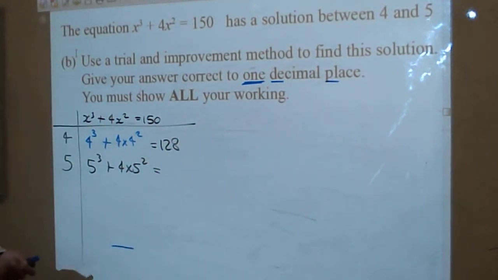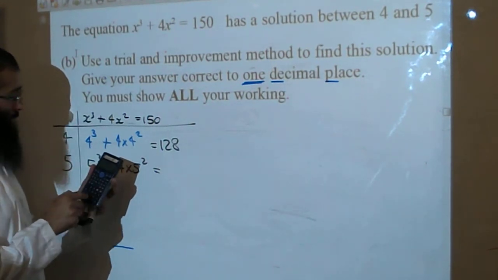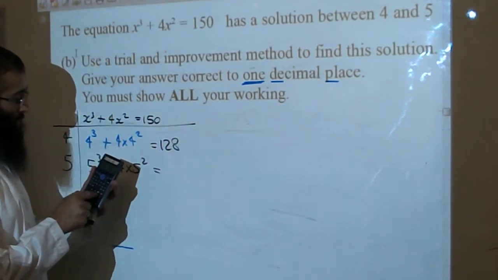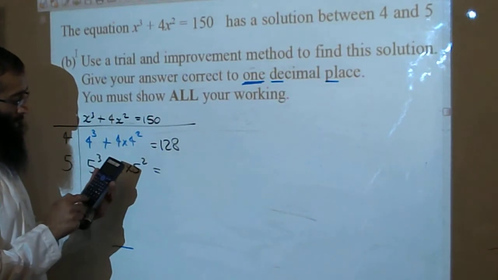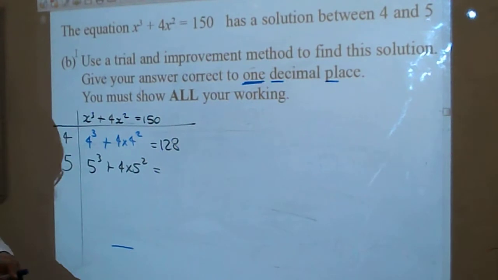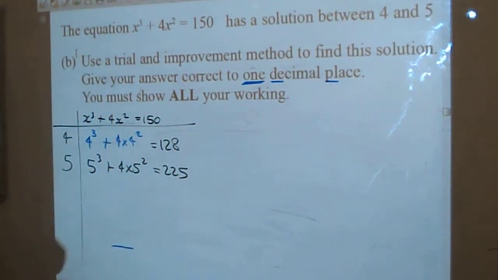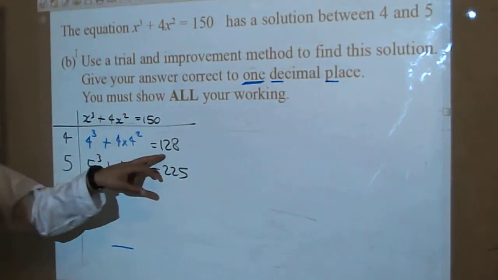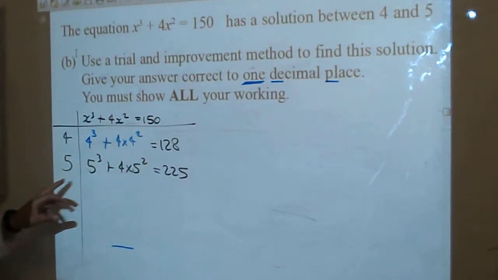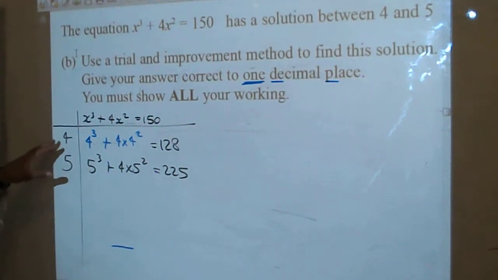Let's see what that gives us. So we just type that in. Press 5 cubed, add 4 times 5 squared, equals. What do you have as the next answer? 225. Okay, now, which is the closest one so far? The 4 value gives us 128, which is closest to 150. The 5 value gives us an answer which is quite far away, isn't it? So what do we reckon? Do you reckon the answer is going to be close to 4 or close to 5? Closer to 4.